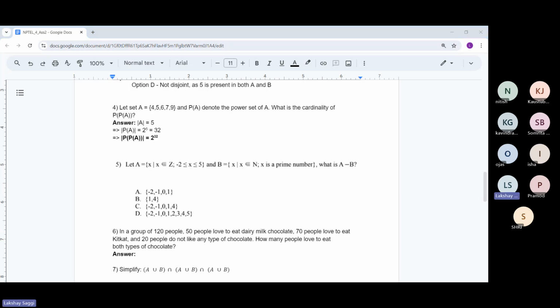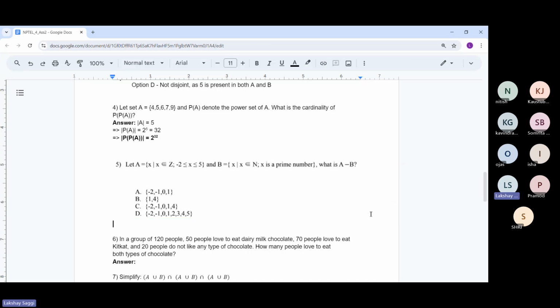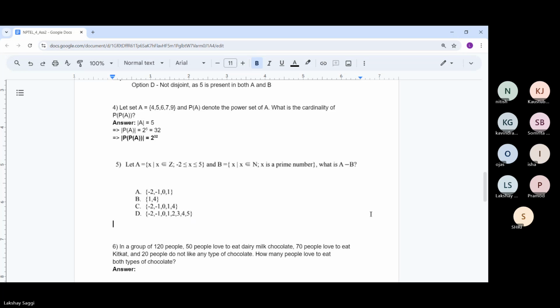So I hope this is clear to everyone. Now we can move on to the fifth question then. Okay, so the fifth question is: let the set A be defined as, how are we defining the set A? It is the set of all elements X such that X belongs to Z.